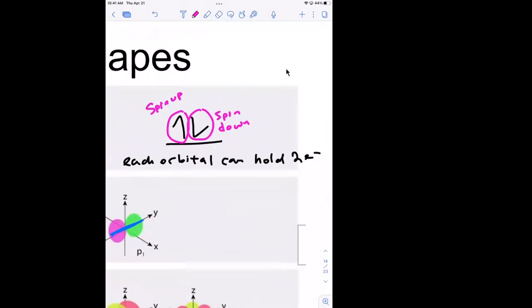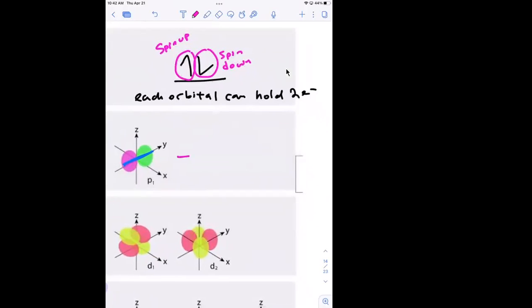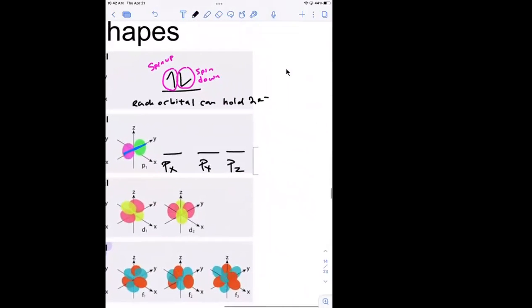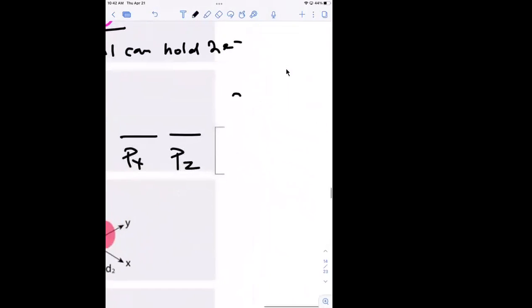That's on purpose. The reason is that if they have the same spin, then it violates one of our rules, the Pauli exclusion principle, which we're going to talk about in a second. So you pair them up, spin down. And if you have, let's say for the P, 3 different p orbitals, px, py, and pz, you can have a total of 6 electrons.